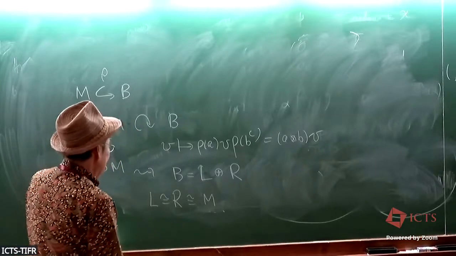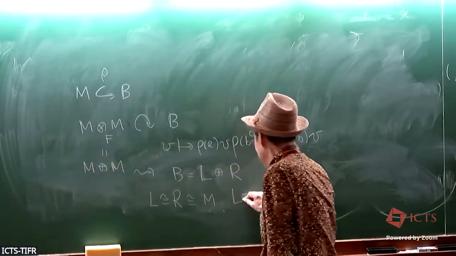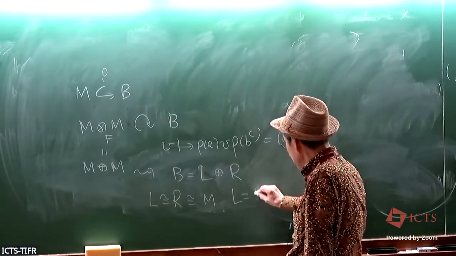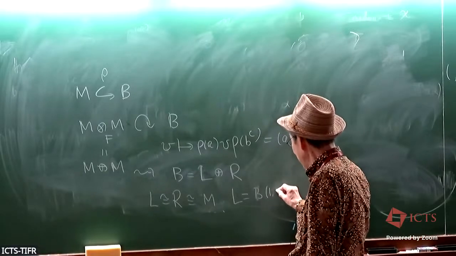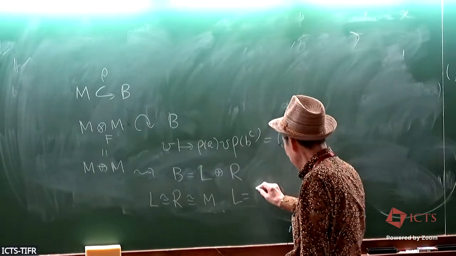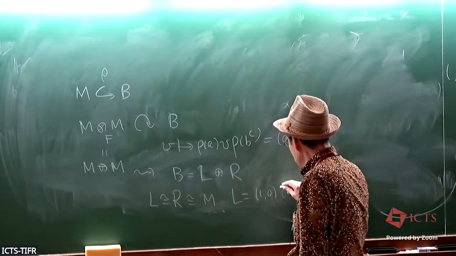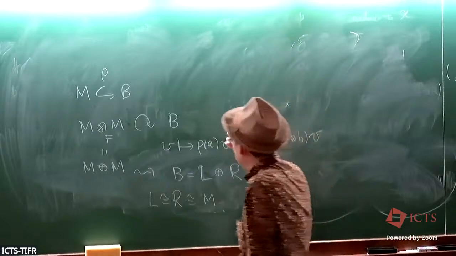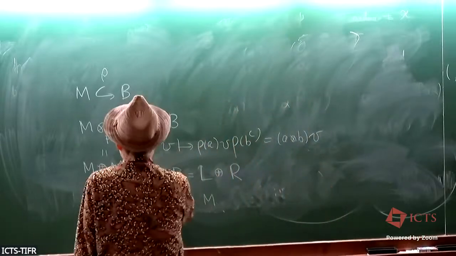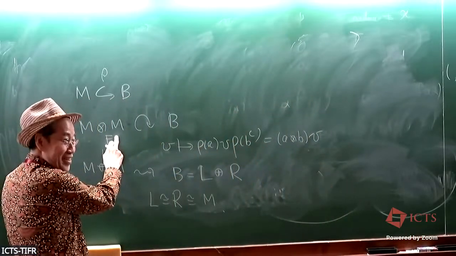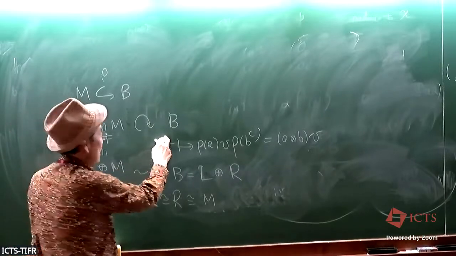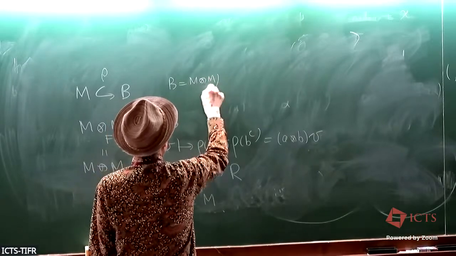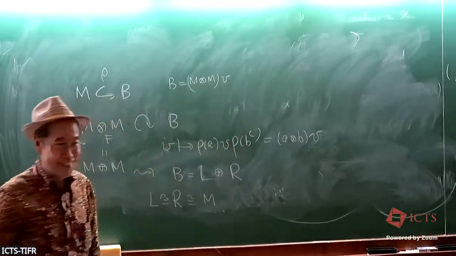Actually, strictly speaking, L is this B times (1, 0), or maybe this is a left action, (1, 0) v. So if I write this, you see this is two-dimensional, this is four-dimensional. Therefore, B is M tensor M times v. I just fix a generator.